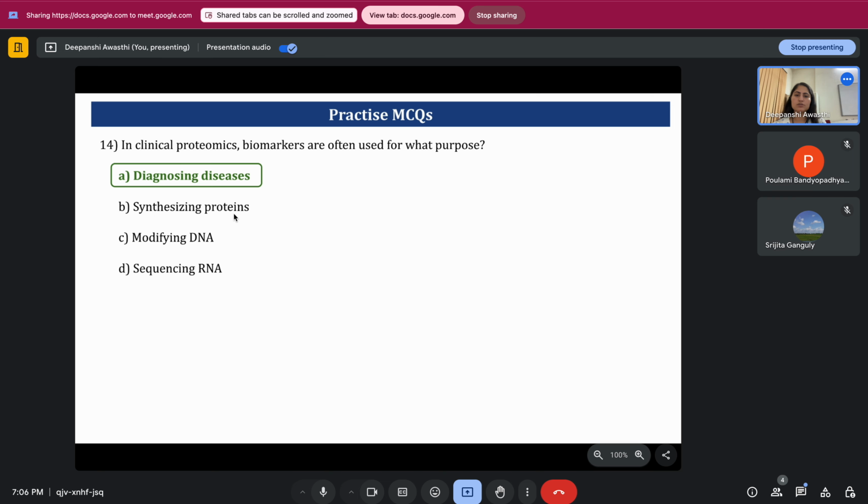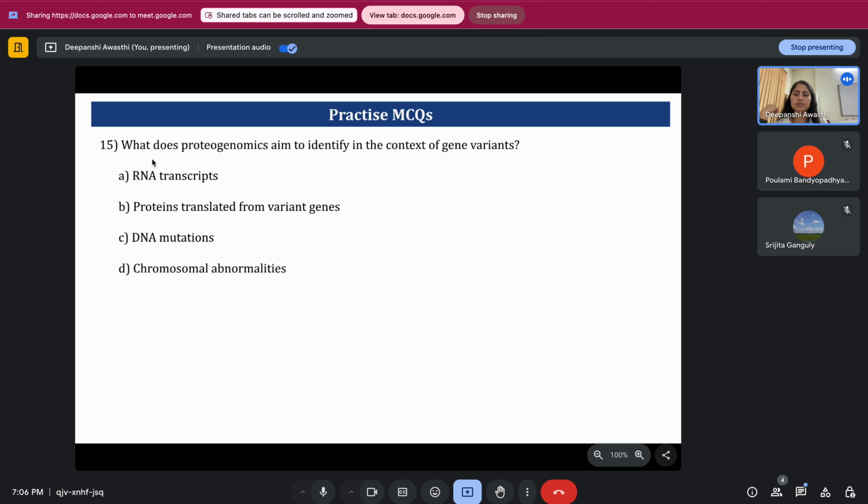Synthesizing proteins is not the right option. Modifying DNA. So biomarkers are not linked to DNA modification. And then sequencing RNA. So biomarkers are not generally used to sequence. They are used to distinguish or identify, not for the sequencing. They can be used for comparisons, but not for sequencing. So the right option is option A.